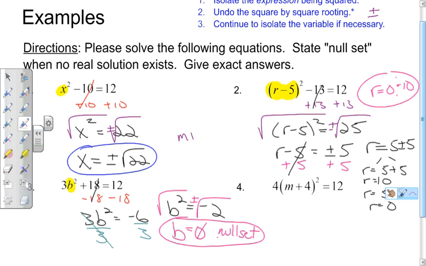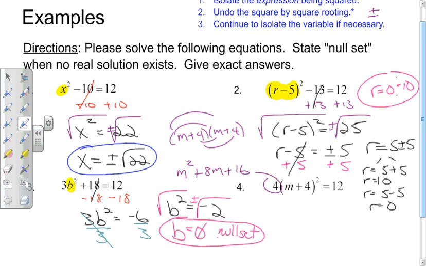So that's actually going to be m plus 4 times m plus 4, and actually FOIL it all out, or even do the shortcut for it and come up with m squared plus 8m plus 16. And then even try and address that 4 times it in the problem. This is a bad idea.